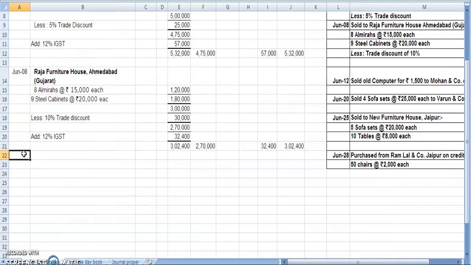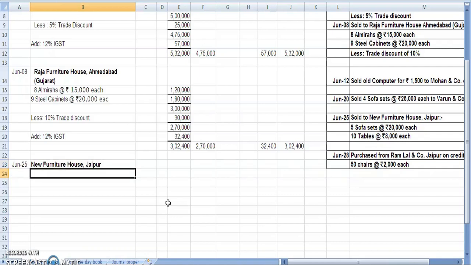Okay, over this side and write down June 25. Detail: new furniture house, Jaipur. Okay, the details we will write down here.